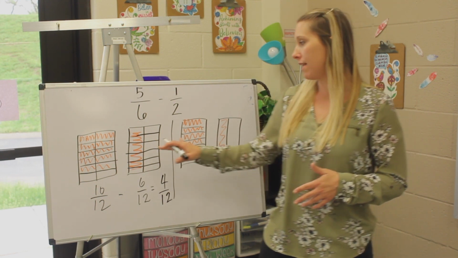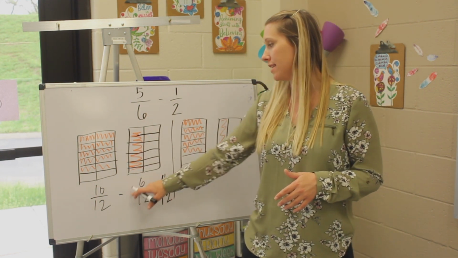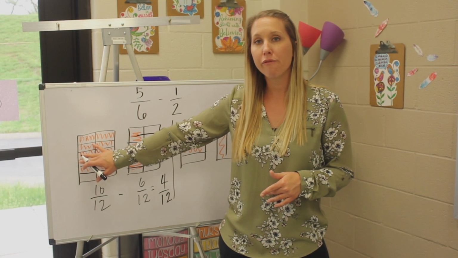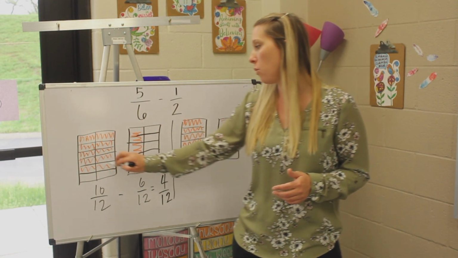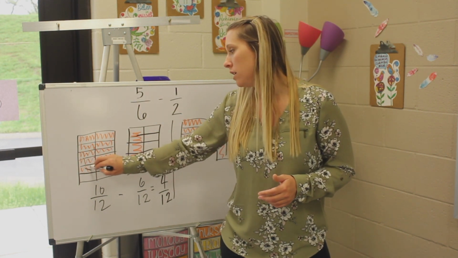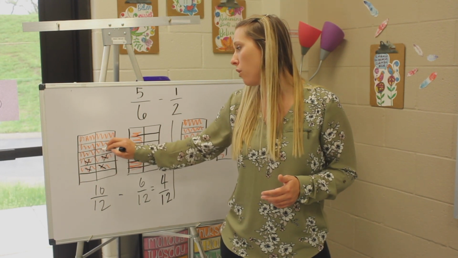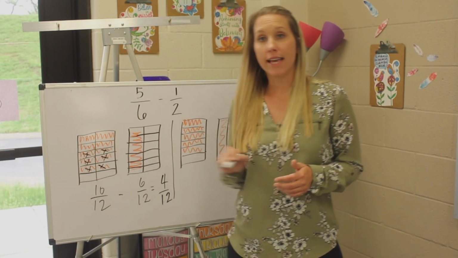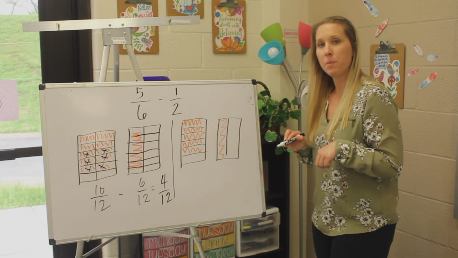Remember, I can model that by marking out 6 of the 12. This is what I have. This is what I'm taking away. I'm taking away 1, 2, 3, 4, 5, 6. 6 of the 12. Okay?